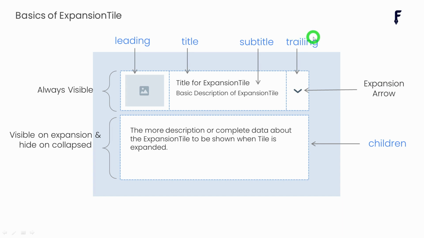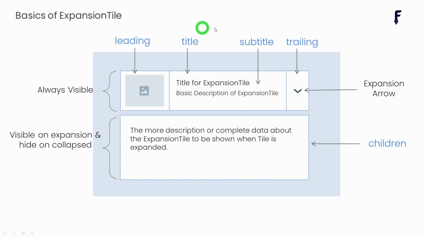By default, if you are not placing any trailing on your tile, the expansion arrow will be visible and it will change its direction based on whether you are expanded or collapsed. The portion that you actually want to hide or make visible when the user clicks on the expansion arrow is known as children, which is supported by a list of tiles. So the values managed by these four different properties will always be visible to the user, and whatever we place inside children will be visible only when expanded and hidden when collapsed.